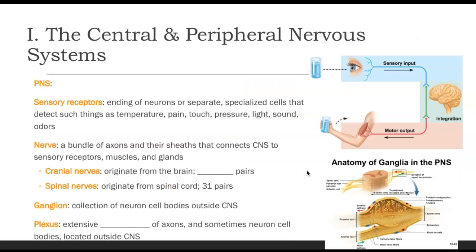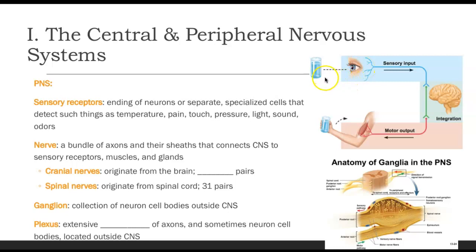Now let's talk a little bit about our peripheral nervous system, or PNS. We are going to receive information for our peripheral nervous system through sensory receptors. So an example with this in this image is going to be the eye. We are getting sensory input through the eye, and we have neurons in the eye that are going to be separate but specialized cells that detect specific things. So in the eye, of course, this is going to be light, but in other parts of the body, it could be temperature, pain, touch, pressure, sound, or odors.